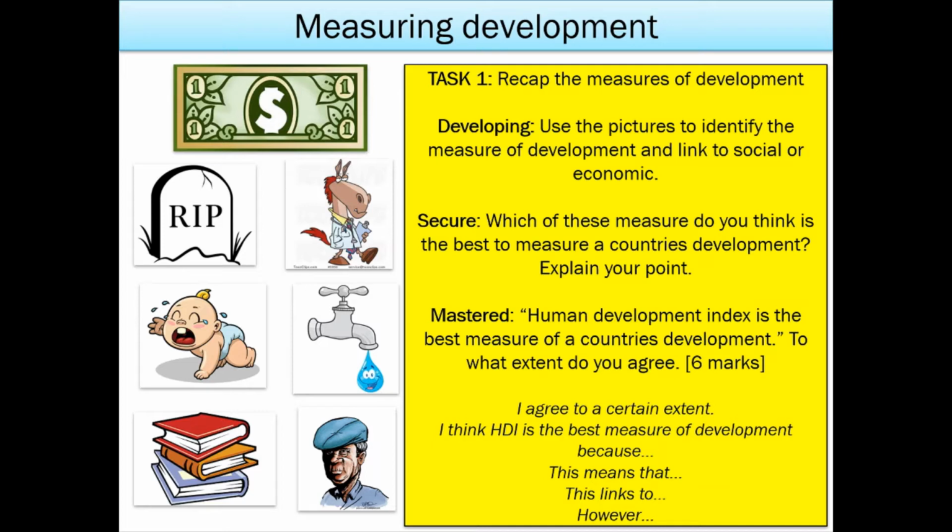Mastered task then, Human Development Index is the best measure of development. To what extent do you agree with this statement? So you need to tell me what a Human Development Index is and why it's the best measure. This means that you can tell me what it means for a country if they've got a high or a low measure of HDI. This links to, and that's where you link it to SEEP and explain why.